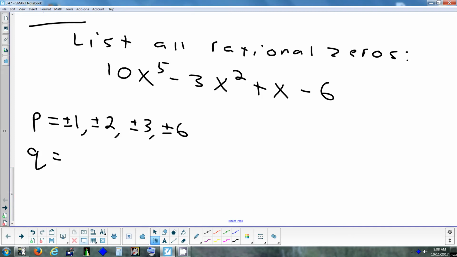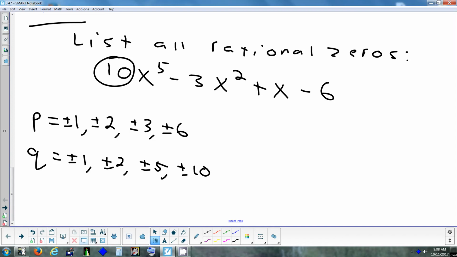Now Q is all the factors of the leading coefficient. What are all the factors of 10, Leo? 1, 2, 5, and 10. And then all of them as negatives. Yep, so plus or minus 1, 2, 5, 10.